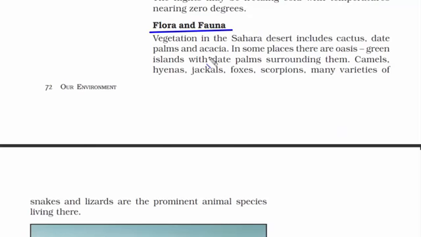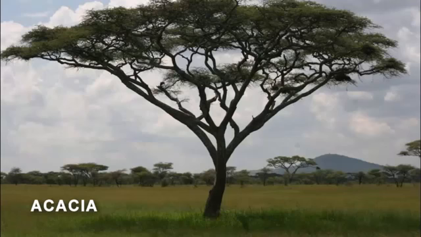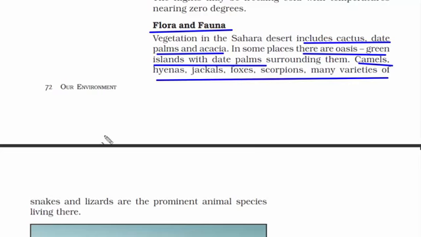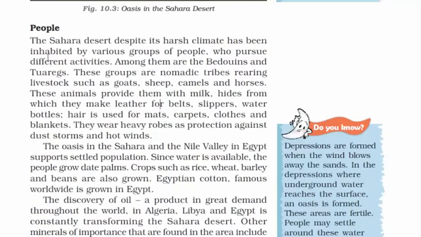Now let's read about the flora and fauna. The vegetation in the Sahara Desert includes cactus, date palms, and acacia. In the previous chapter, we have seen what acacia looks like, but I'll show it to you again. In some places, there are oases. It's a green island with date palms surrounding them. And some of the animal species that live there are camels, hyenas, jackals, foxes, scorpions, and many varieties of snakes and lizards.